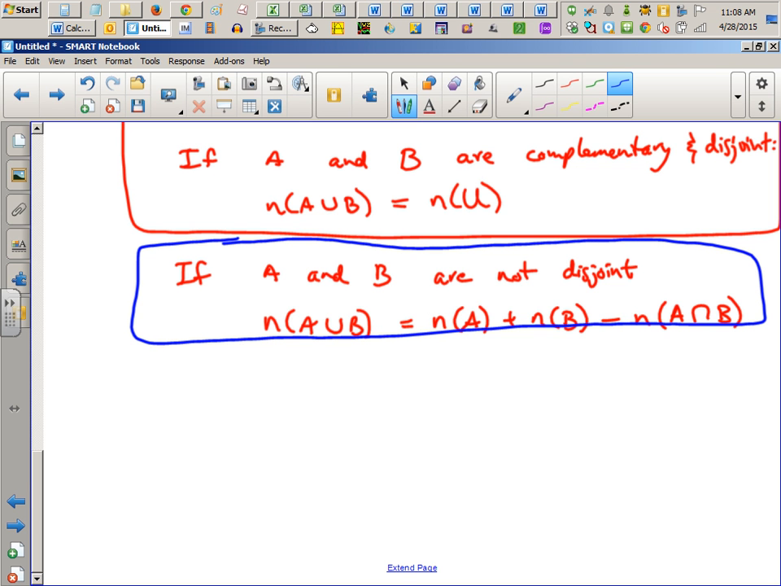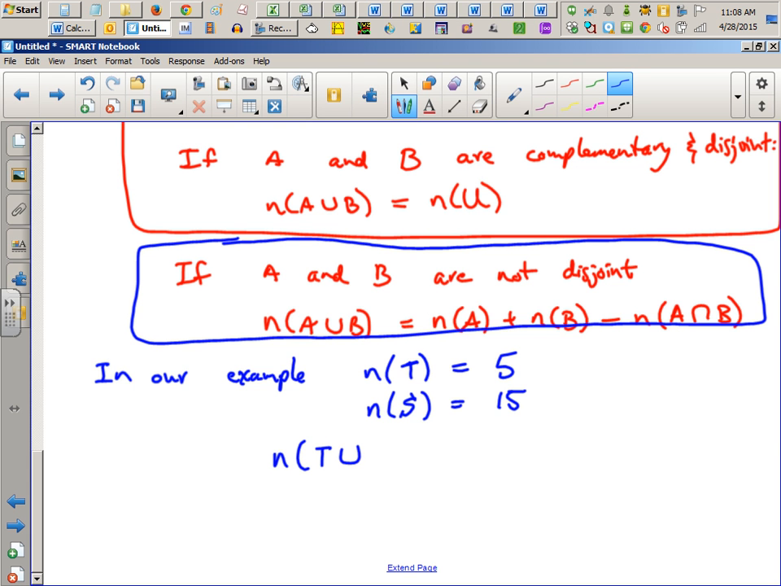But here's what it's saying. Remember we said in our example, the number of students taking AP Bio was 5. That's the tough class, right? The number of students in sports was 15. If you want to find the number of students that are involved in sports or AP Bio, you cannot add 5 and 15. That will not work.